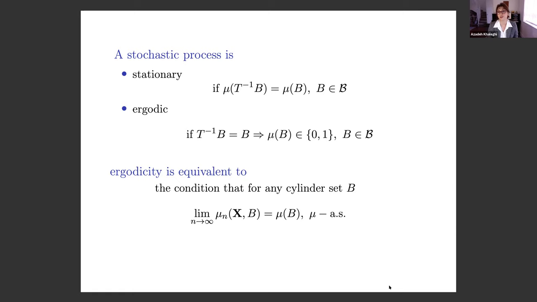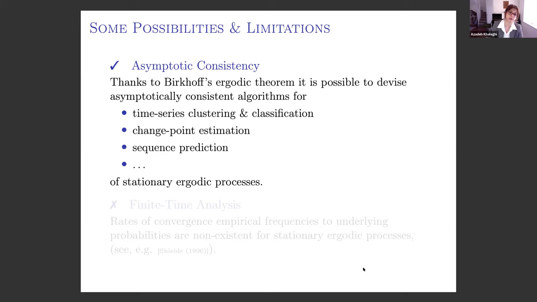So here, even though I already have a law of large numbers type result, I don't need to assume, for example, independence, IID assumption, and so on. Now, let's look at some of the possibilities and limitations of this framework.